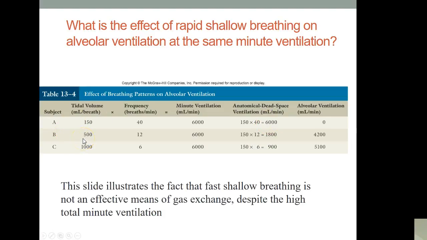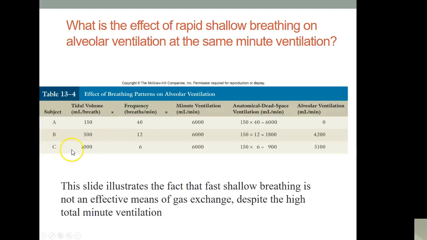Okay, subject B, that's just kind of our normal tidal volume of 500 breaths per minute, about 12 breaths per minute, very average rate. We get, once again, 6,000 milliliters per minute for a minute ventilation. But our alveolar ventilation is going to be our minute ventilation minus our dead space ventilation. And that's going to give us 4,200 milliliters per minute. You can calculate this a little differently by just taking tidal volume minus dead space, so that's minus 150, times the frequency of breathing, instead of figuring out this dead space ventilation.